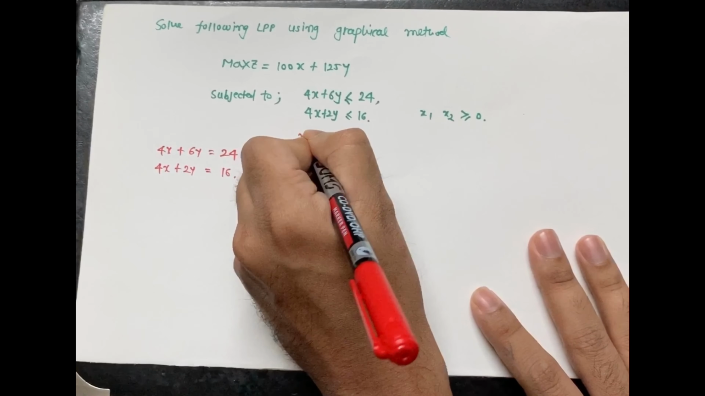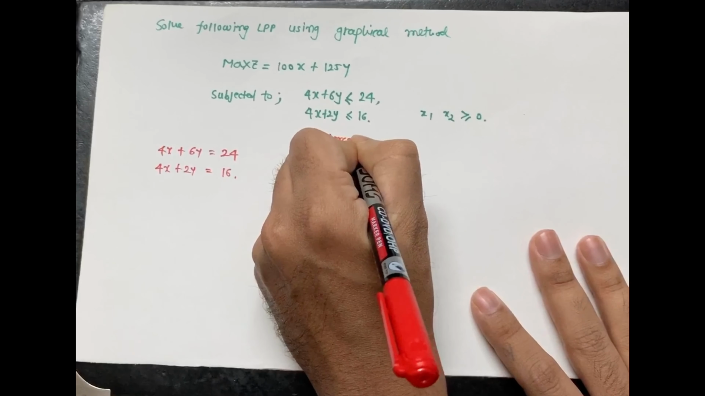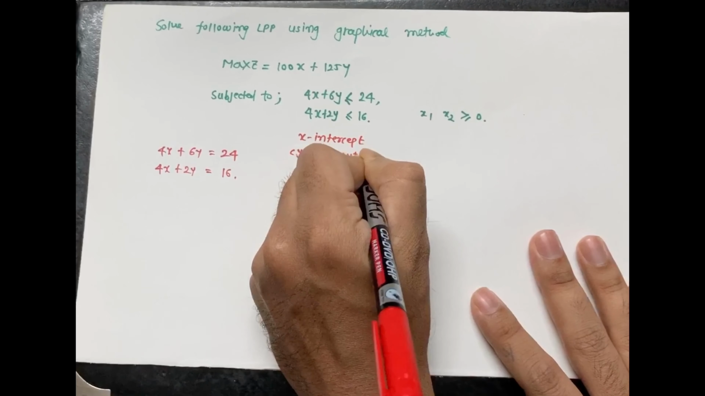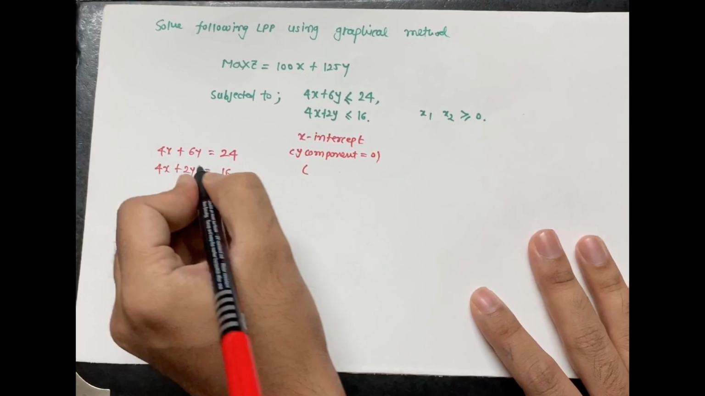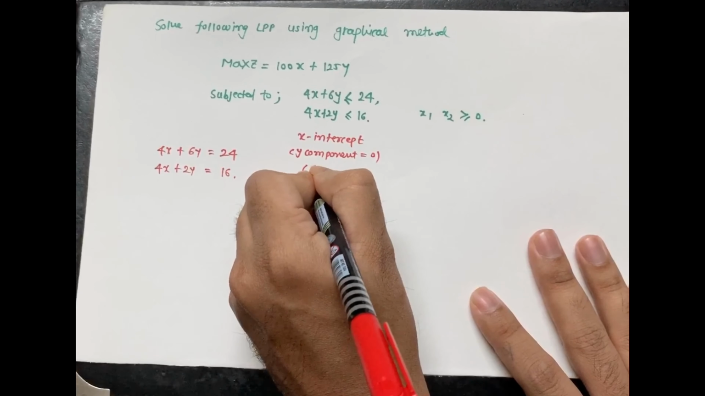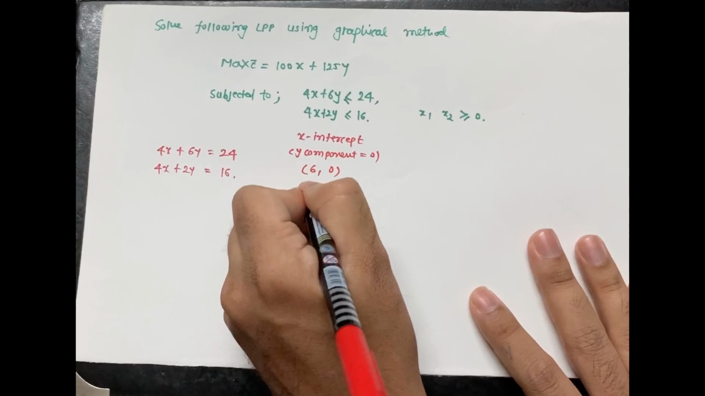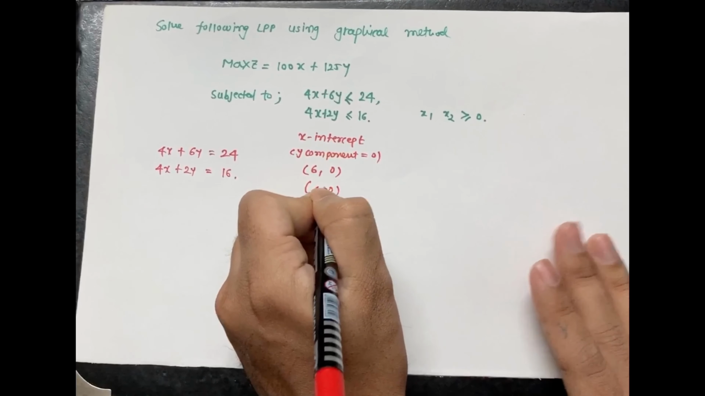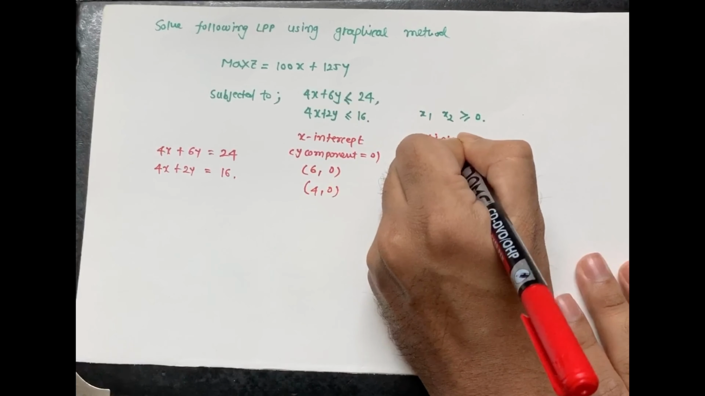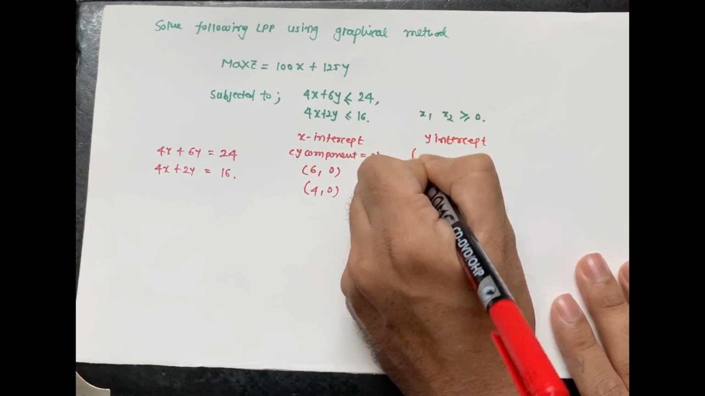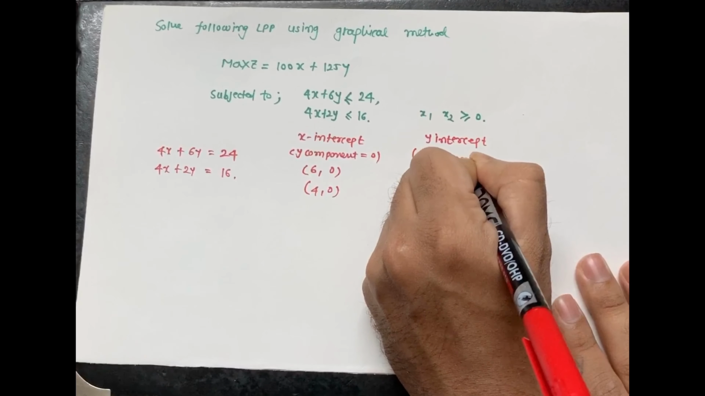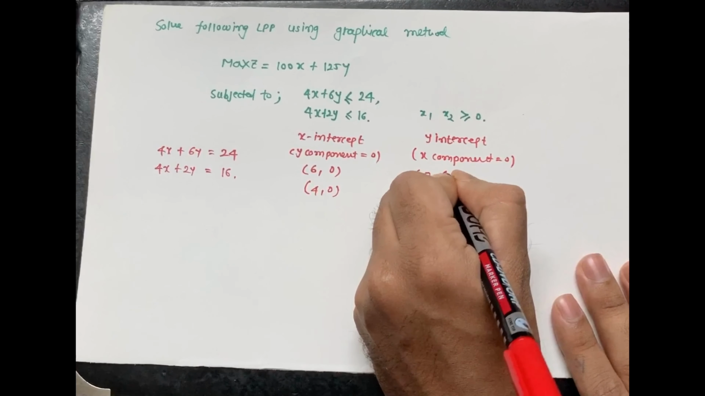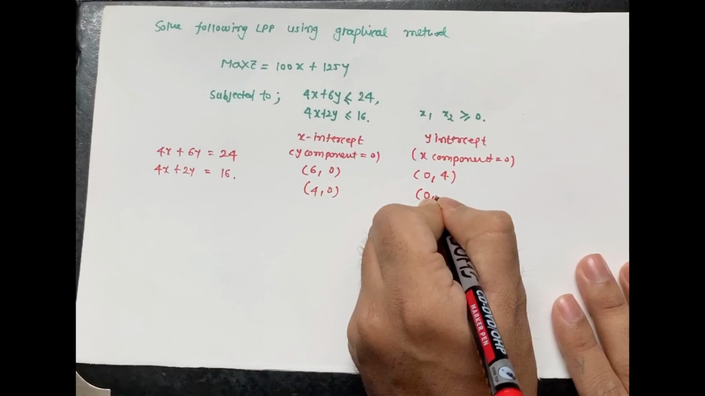If I try to compute the x-intercept, meaning the y component equals 0, then in that case this will become 0, so x will become 6. Again over here, y will become 0, 4x equals 16, so x equals 4. Likewise, for the y-intercept, taking the x component equals 0, this gives me 0, 4 and over here 0, 8.